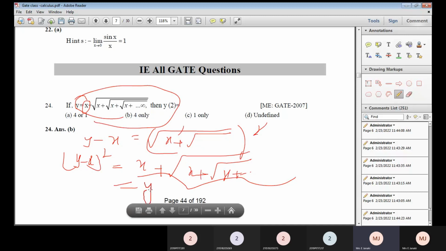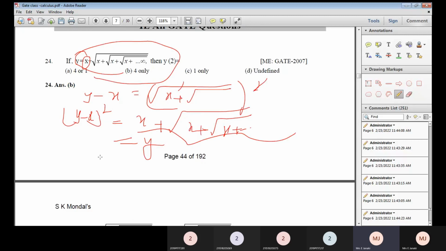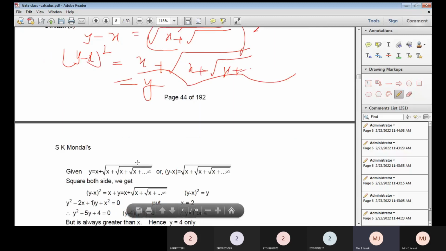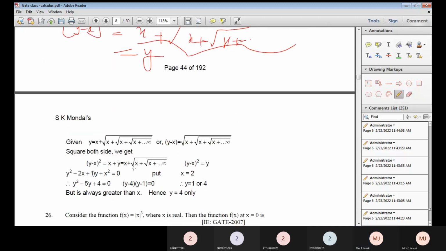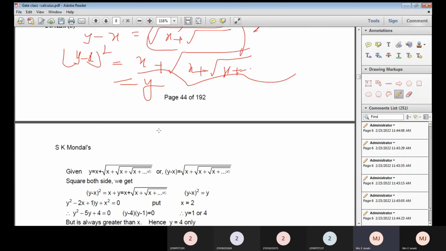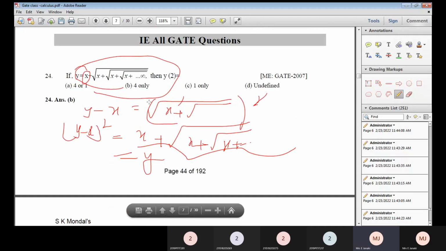So this is y. When you expand it, this is of the form a minus b the whole square. If we expand it, a square plus b square minus 2ab equals y. And again, what we have to do is substitute x tends to 2. Wherever x exists in that equation, replace x is equal to 2. We'll find the y value, and you can easily identify that y is equal to 4.